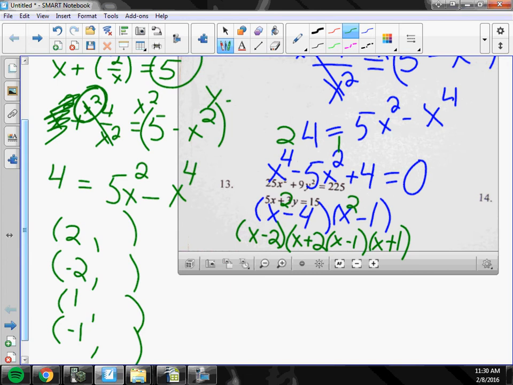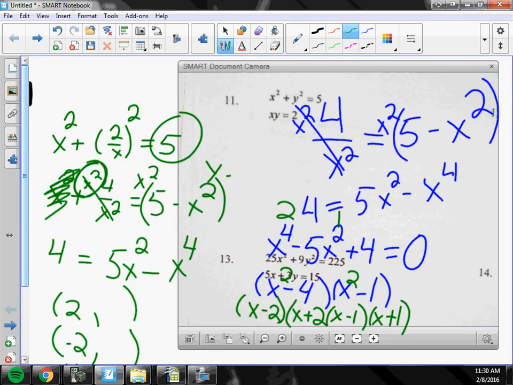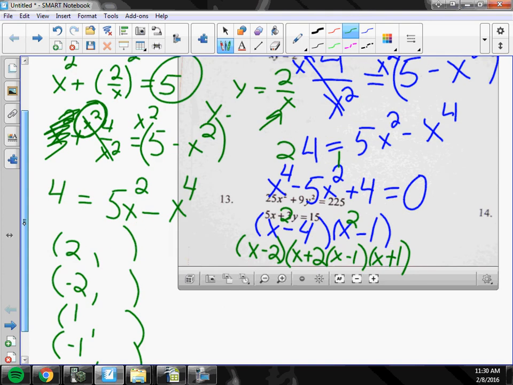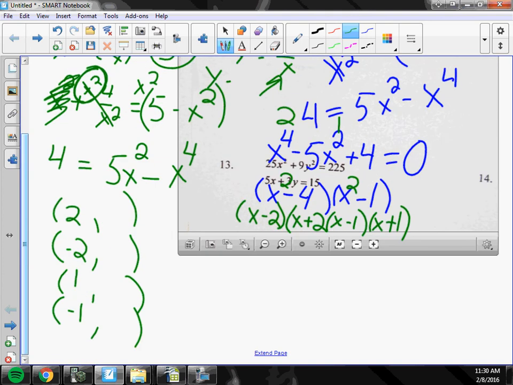And then all we have to do is plug those back in, and that's going to be easy because we have the equation y equals 2 over x. So you're going to plug in 2 and negative 2 and 1 and negative 1. So when you plug in 2, 2 divided by 2 is 1. When you plug in negative 2, 2 divided by negative 2 is negative 1. When you plug in 1, you get 2. And when you plug in negative 1, you get negative 2.